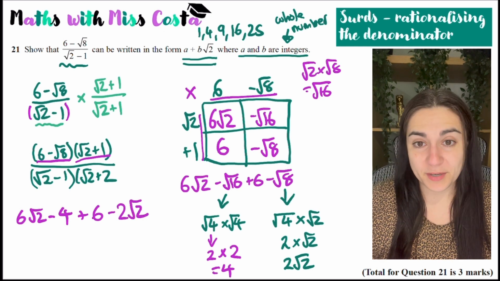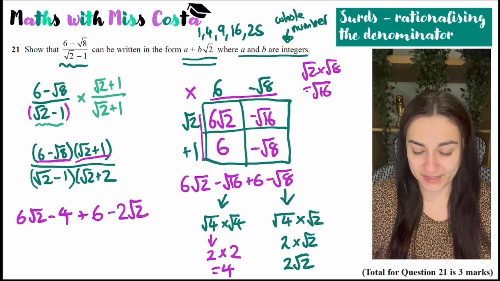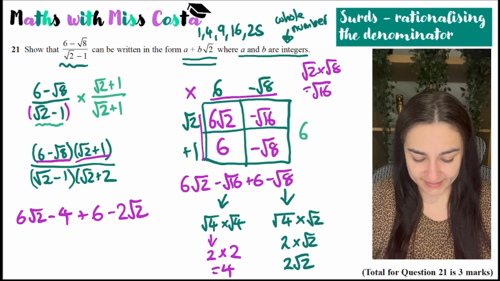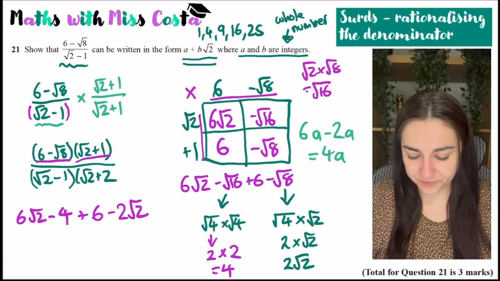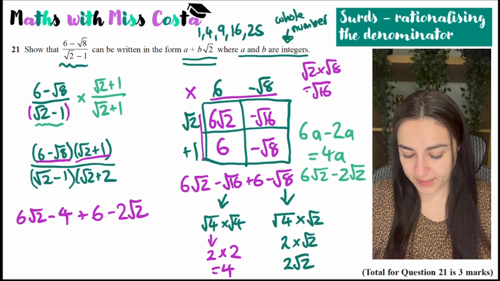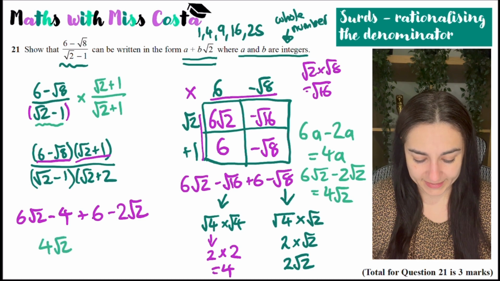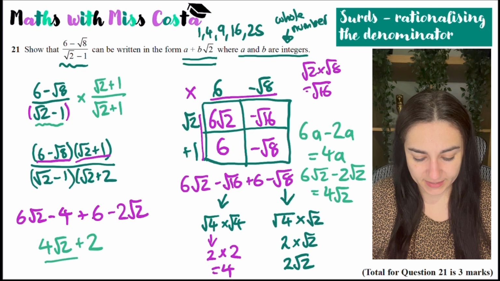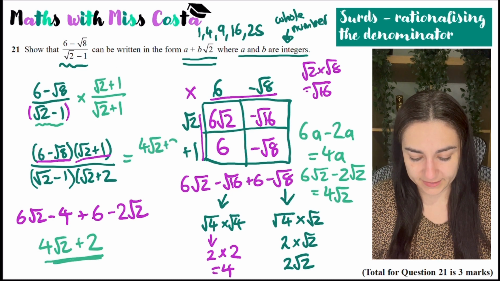And now that I've simplified my surds, I'm going to be able to collect like terms. Now remember that surds can be treated like algebra. So if you had 6a minus 2a, that would become 4a. So similarly, 6 root 2 minus 2 root 2 is going to become 4 root 2, and then minus 4 plus 6 is positive 2. So my numerator is going to simplify to 4 root 2 plus 2.